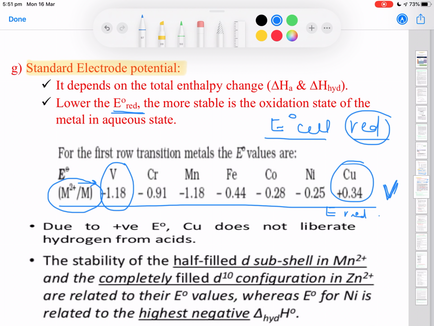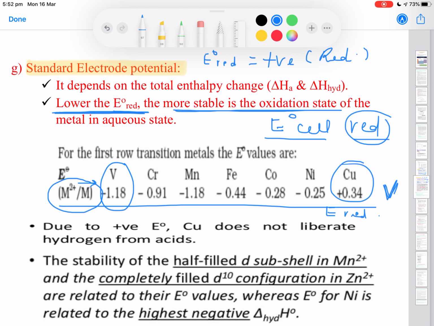Another very important thing I have written down here, lower the value of E naught reduction, more stable is the oxidation state. Why so? Now, another very important thing you need to keep in mind, I will use this space for you. If E naught reduction is positive, that means that species has an ability to undergo the process of reduction.